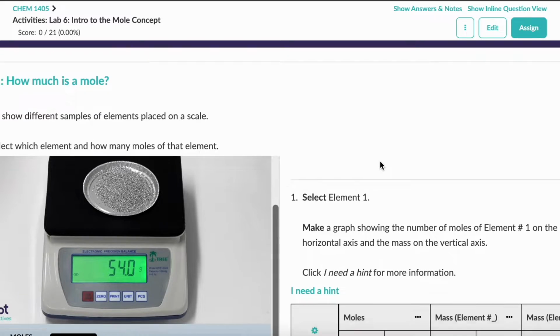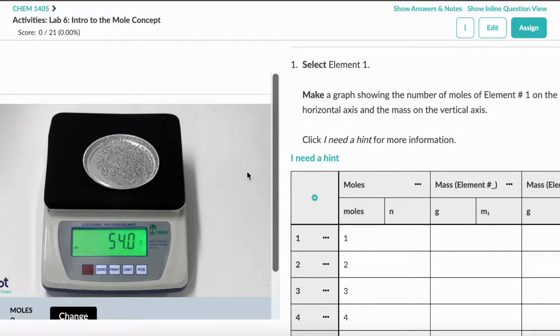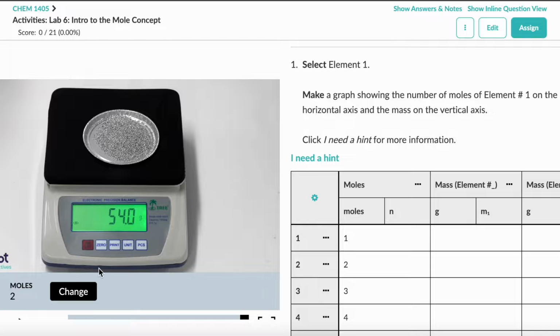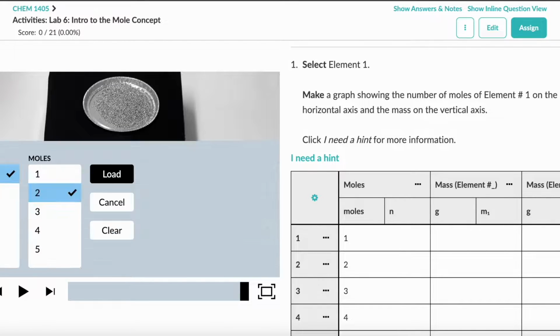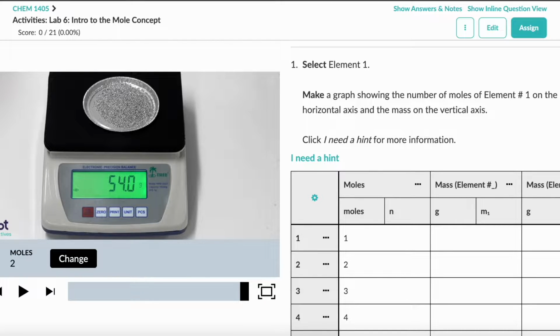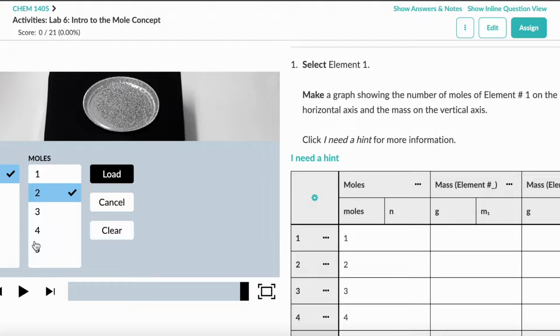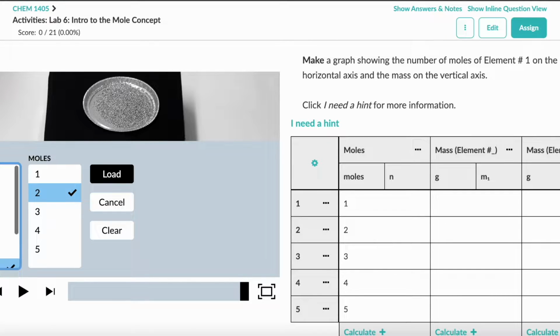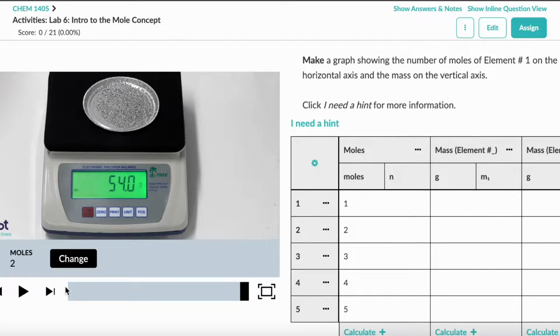And here you can see we have our video player, and you have two different toggles here, two different buttons you can press, element and moles. So for element, you can change between different elements. There's, I believe, a total of 8, and then for moles you have up to 5. So for each of these you can look at the video for 1 mole, 2 mole, 3 mole, 4 and 5.